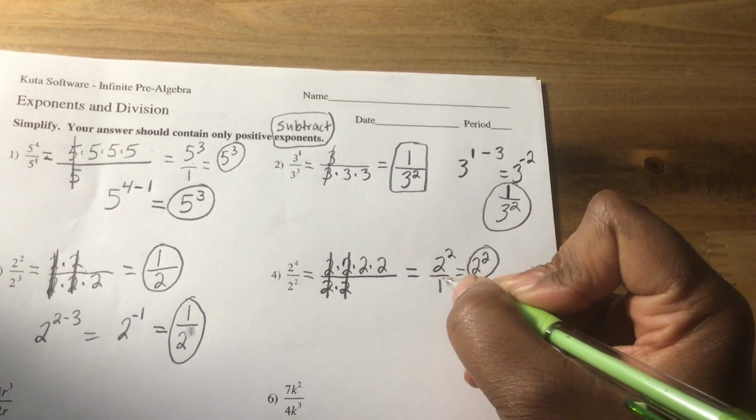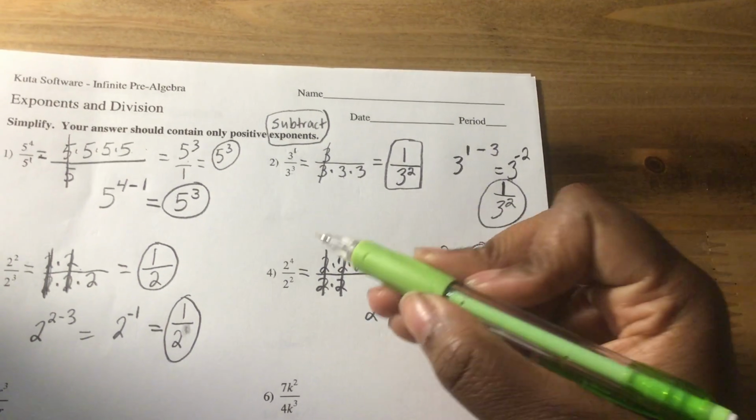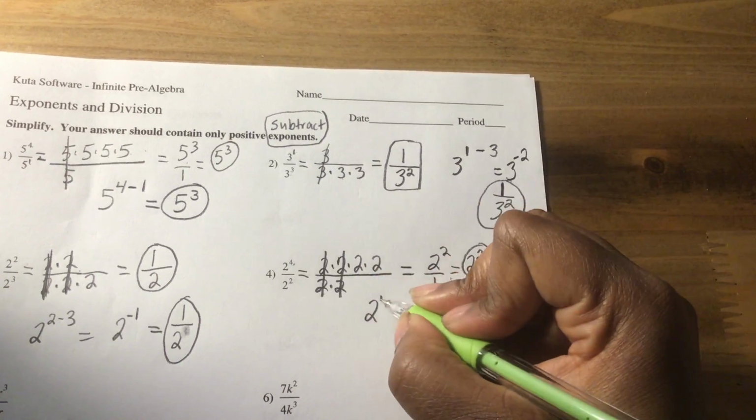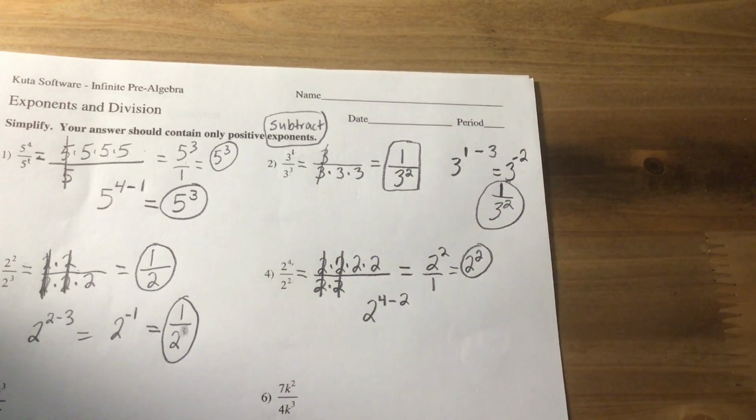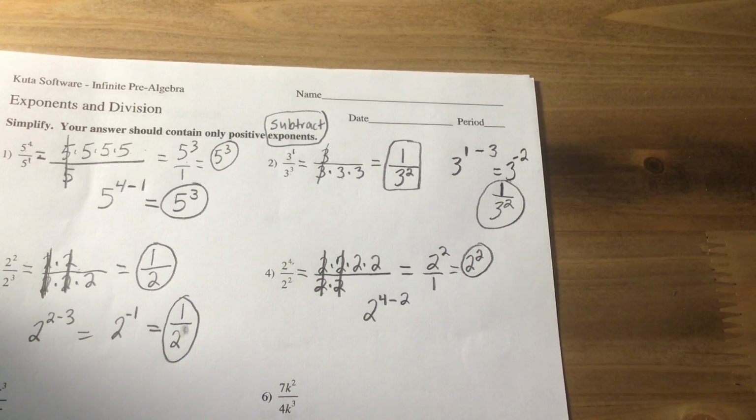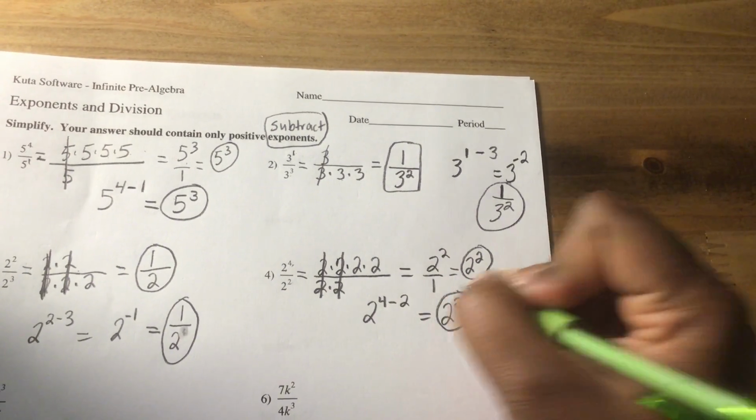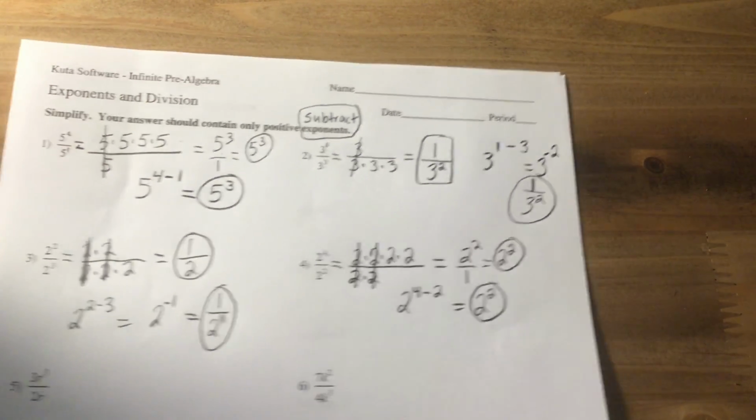Shortcut, we write this as 2 is the base. Your numerator exponent is 4, so that's going to be 4 minus the bottom exponent, which is 2. So when I subtract this, this is going to be 2 to the second power. Okay?